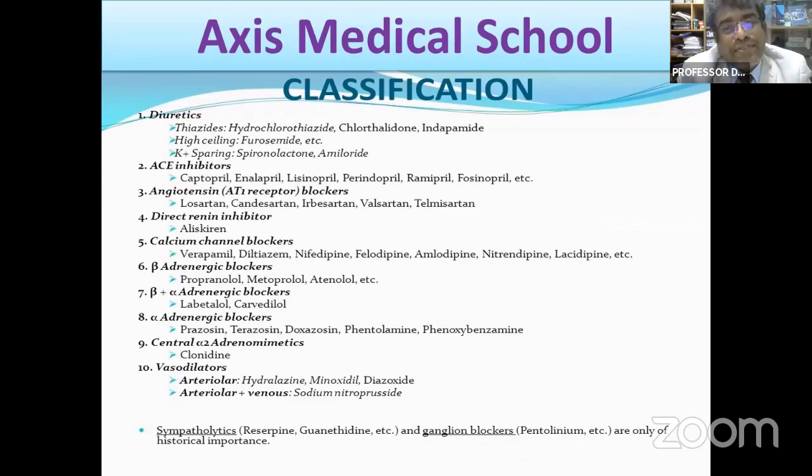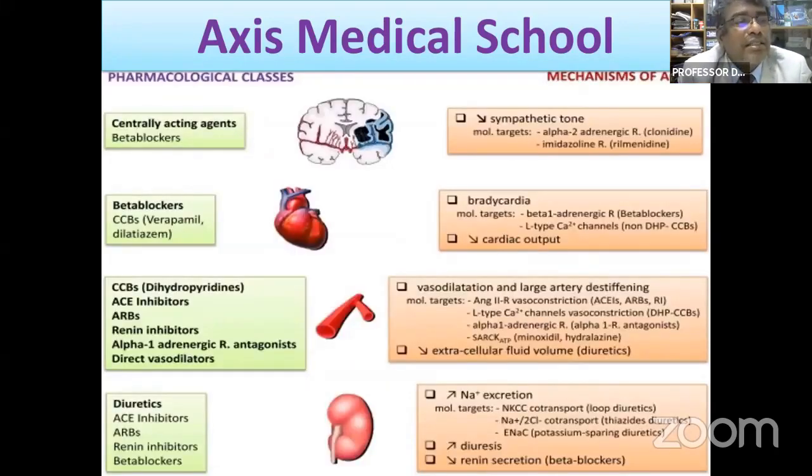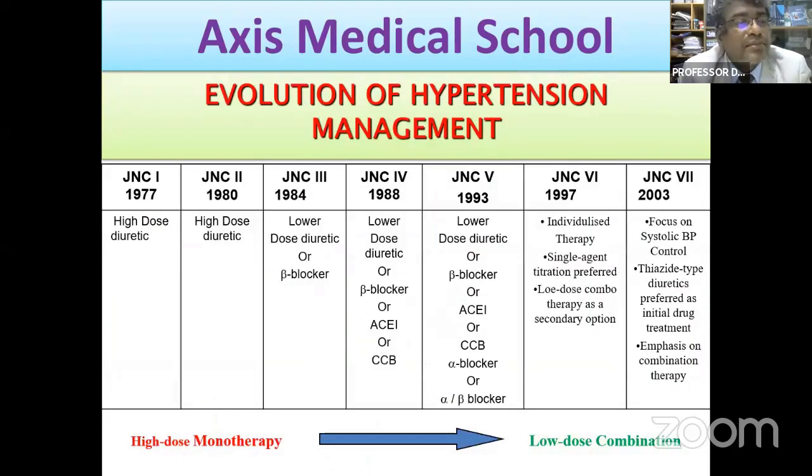So these are the classifications of the antihypertensive drugs. This is another way of classification: central acting drugs, beta blockers, calcium channel blockers, diuretics, and these are the mechanisms of action of these drugs, discussed here. We all know that in detail, and we'll discuss it later if needed.